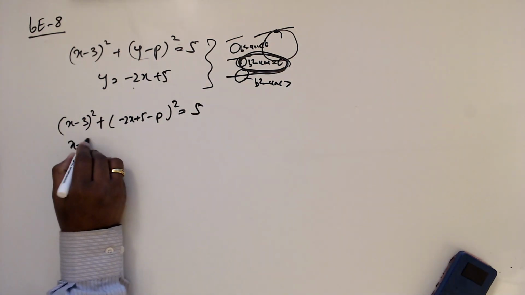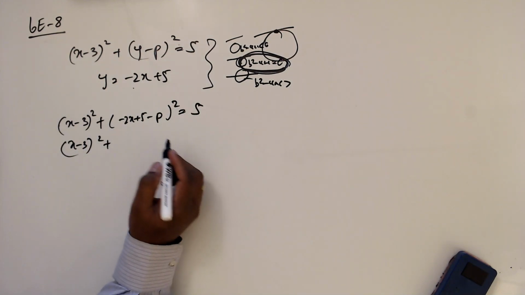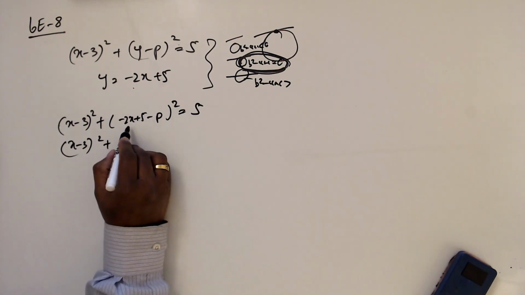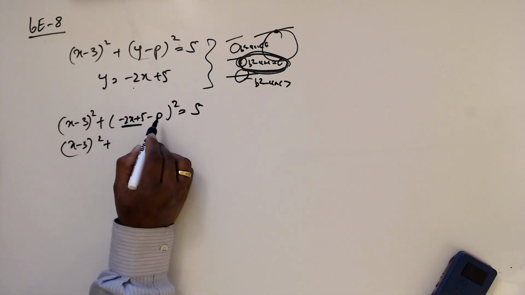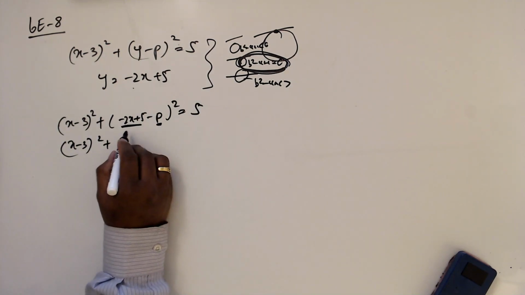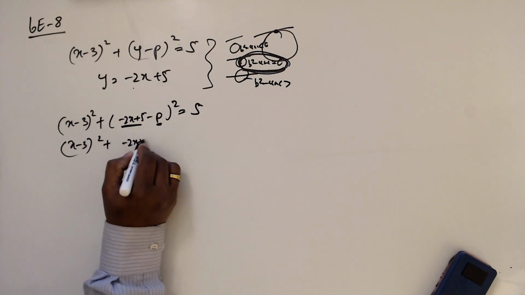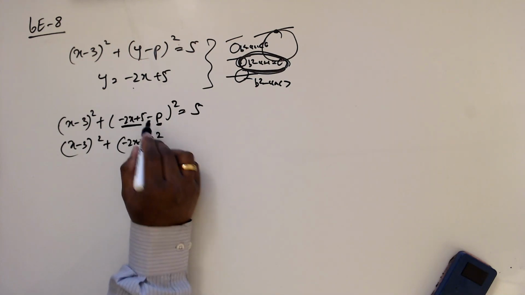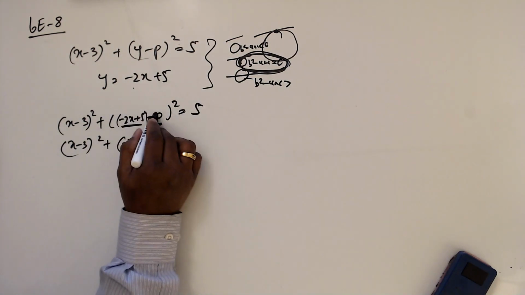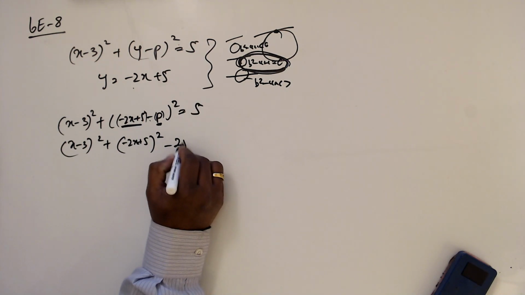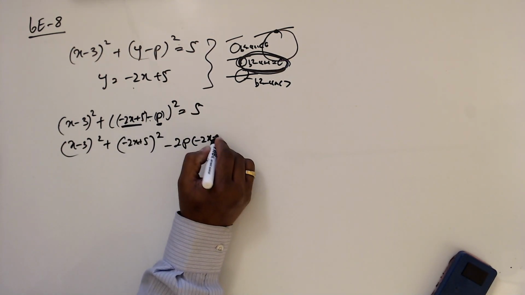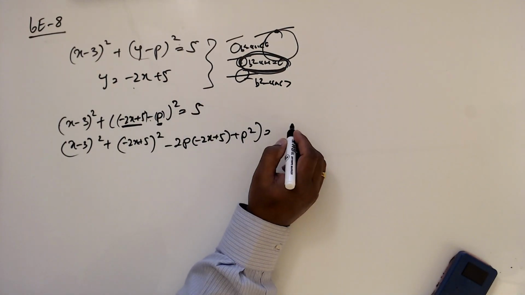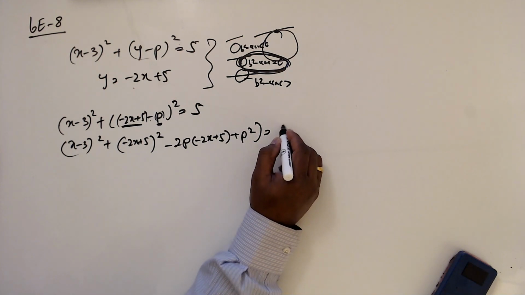Now (x - 3)², as usual we have to expand this one. I'll take this as one term and this as the other term. Then this one squared, (-2x + 5)², minus 2 times p times (-2x + 5), then plus p² equals 5.